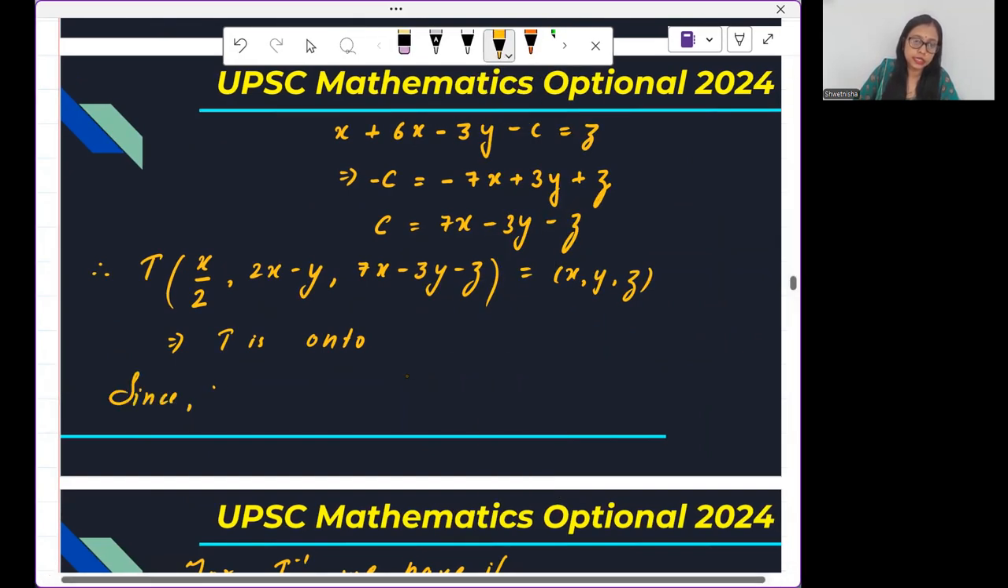Since T is both 1-1 and onto, therefore T is invertible. This is the proper justification.